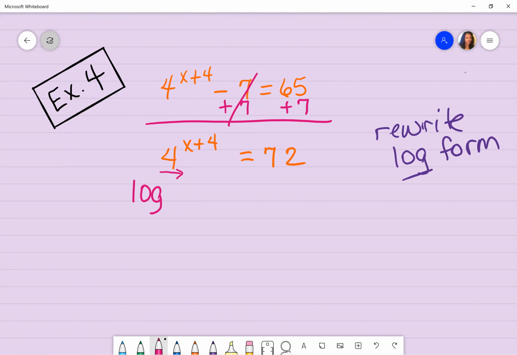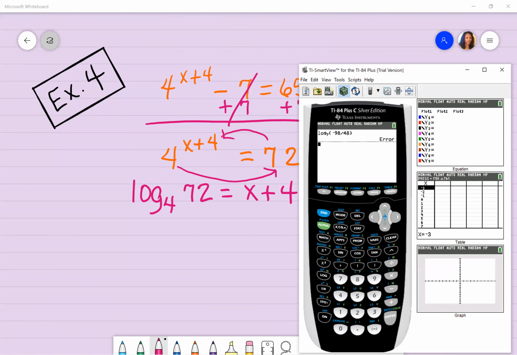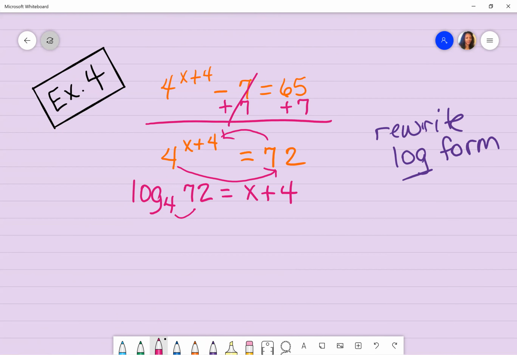Going from left to right, I'm going to take the first number that I see, which is the base, and use it as my base for log. Go to the opposite side of the equal sign, and that's my value, and then set it equal to that exponent x plus 4. Now this is where your calculator is going to come in handy. Let me try to find my calculator again. Because we can't readily tell 4 to the what power will give us 72. So that's where, like I said, the calculator will come in handy.